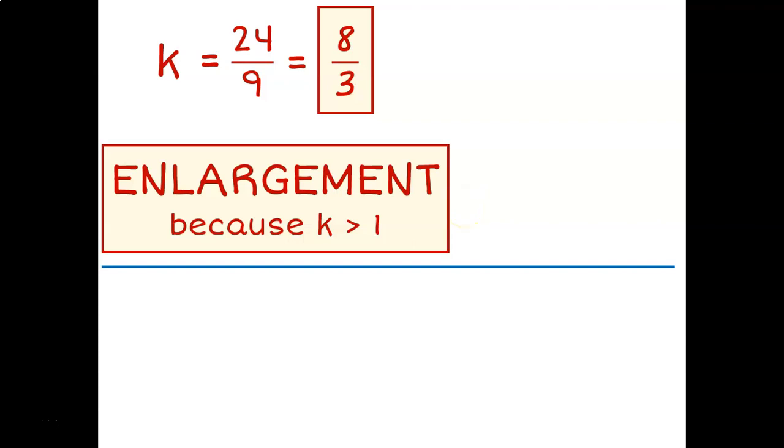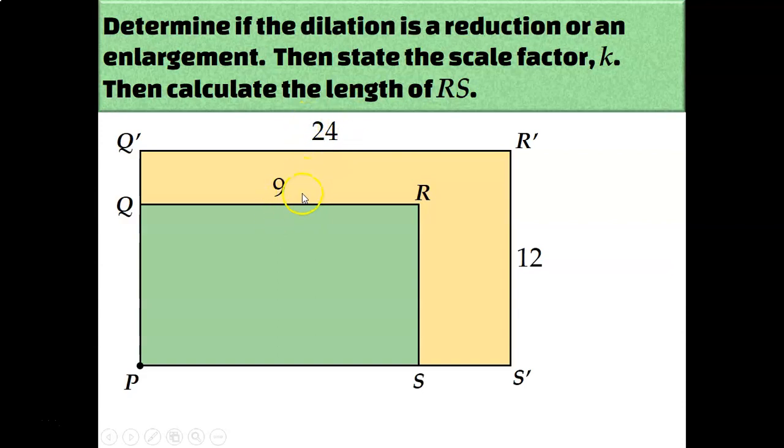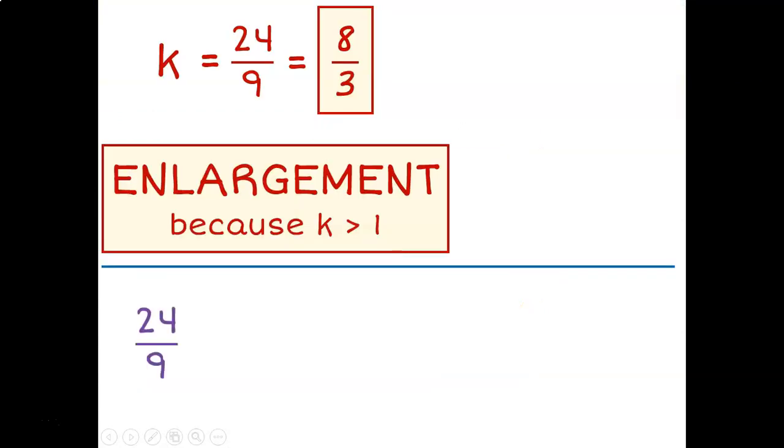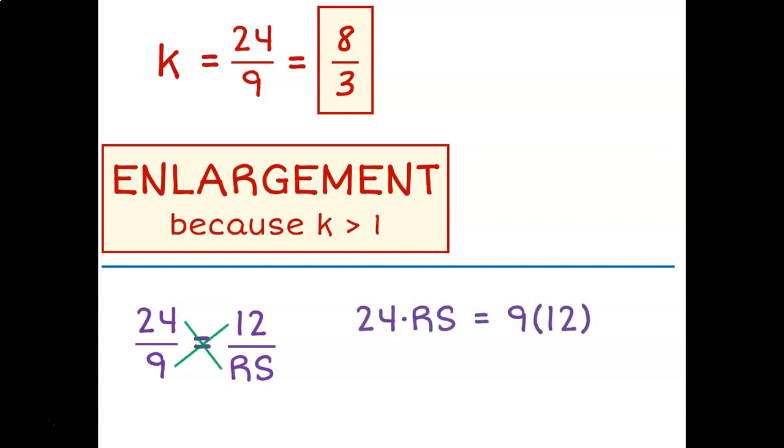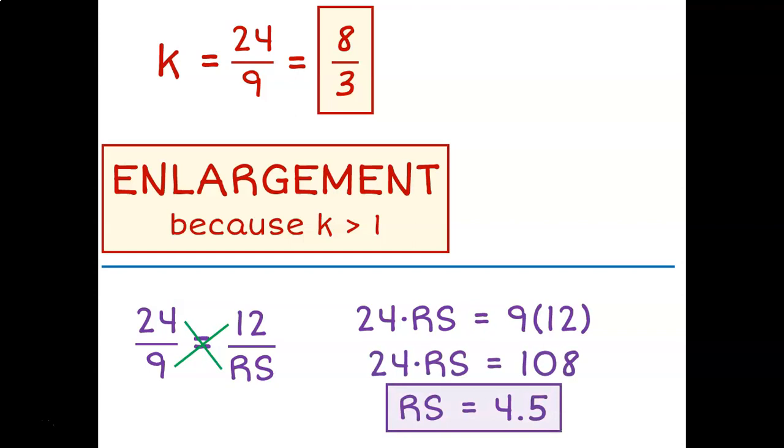We can actually use this information to calculate the missing side length RS. Since I know one pair of corresponding side lengths, and I know one of the 2 corresponding side lengths on the other side, I can set up a proportion to solve for the missing side length RS. New length over old length is equal to new length over old length. Let's take a look. New length of 24 over old length of 9 is equal to new length of 12 over old length of, I don't know, so we'll just call it RS. Cross multiply and solve. So RS must be 4.5 units long.